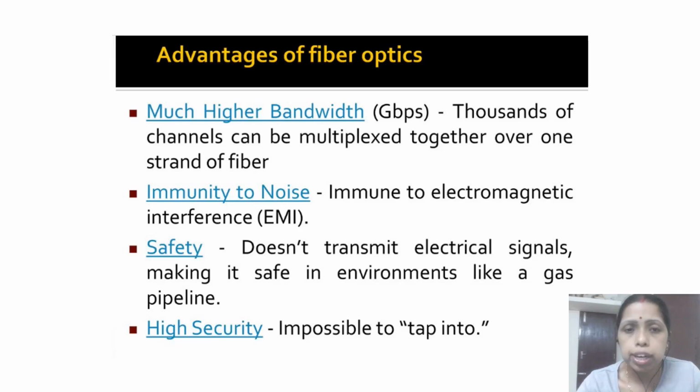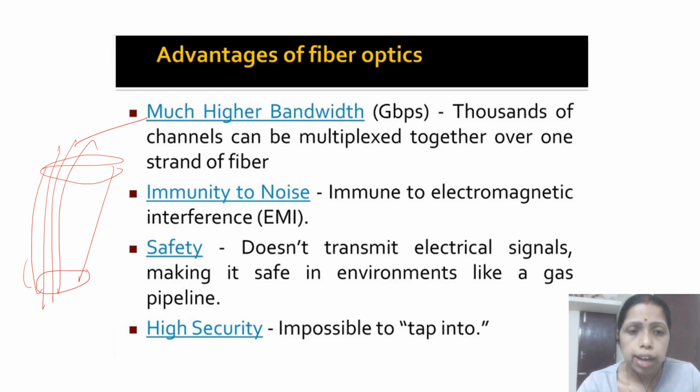There are some advantages of optical fiber, like much higher bandwidth. Higher bandwidth means the optical fiber has multiple lines, so you can multiplex a number of signals at a time. One information is transferring through this fiber, and lots of information can be transferred within a few seconds. In one channel, thousands of signals can be multiplexed in an optical fiber. It is possible, and there will be low interference.